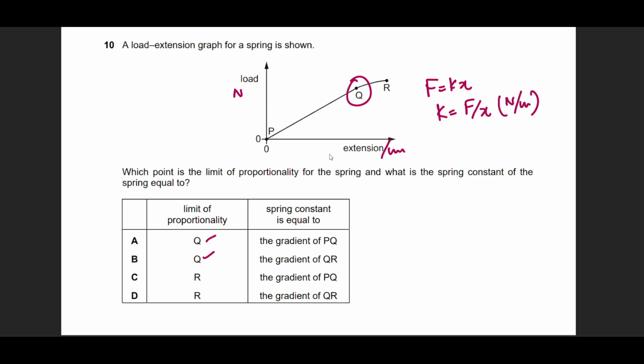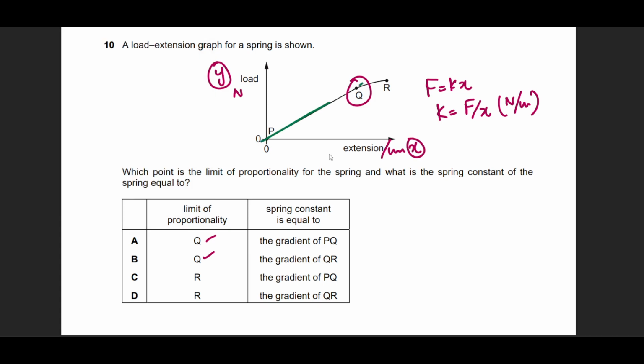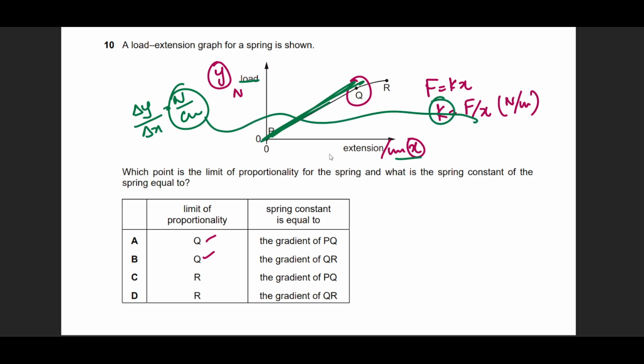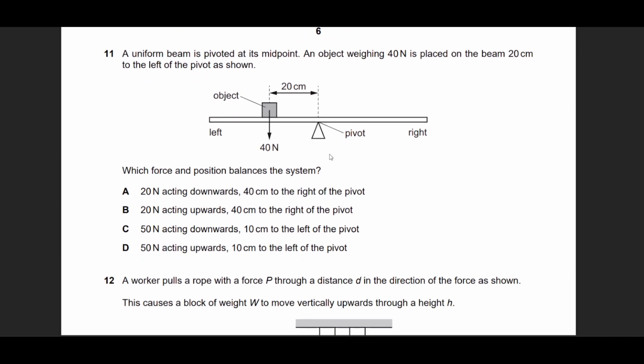I can very clearly see that the load is on the y-axis and the extension is on the x-axis. So if I were to measure the gradient of the line PQ, I would be calculating change in y divided by change in x. On the y-axis, I have the load, which is in newtons. On the x-axis, we have extension, which is in centimeters, which matches the unit of the spring constant. This means that the gradient of the line PQ will tell me the spring constant. Okay, all right. Question number 11.